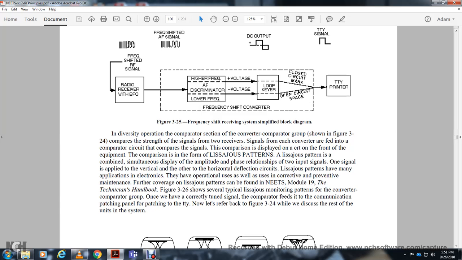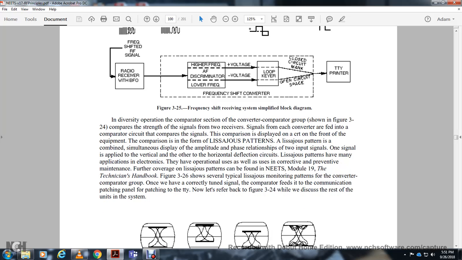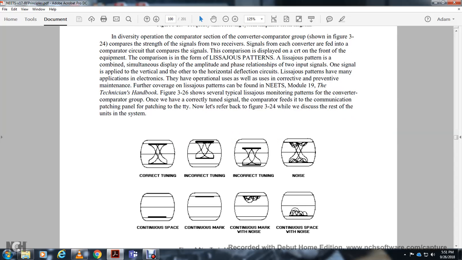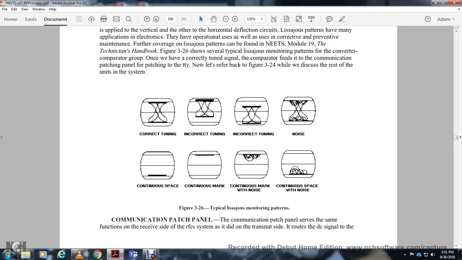Figure 326 shows the typical Lissajous monitoring patterns for the converter comparator group. Once you have the correct tuned signal, it is fed to the communication patching panel and the teletypewriter. Let's refer to figure 324, where you can see the rest of the unit system. Correct tuning, incorrect tuning, noise: continuous space, continuous mark with noise, continuous space with noise. See figure 326 for the typical Lissajous monitoring patterns.